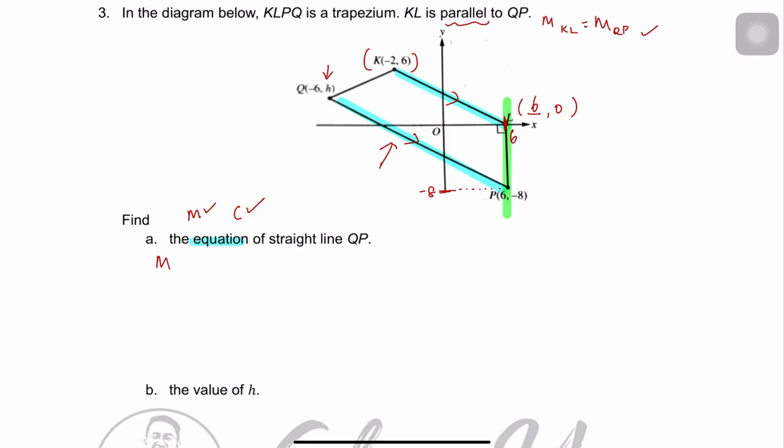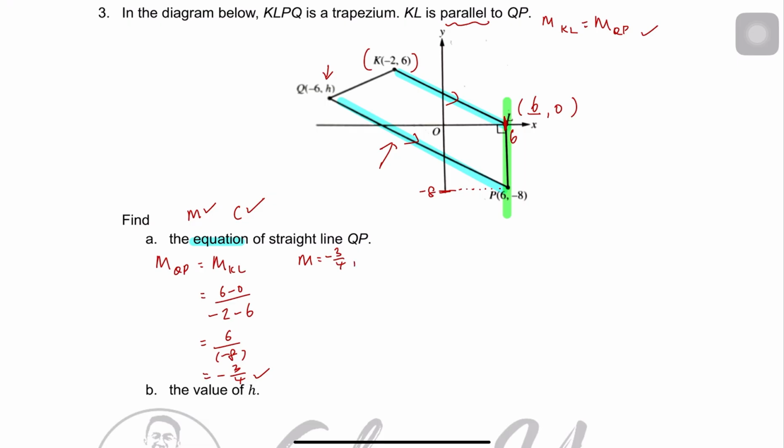Then from now you can actually start moving. Start your gradient equation. Gradient QP equals to gradient KL, because you are trying to link these two parallel lines together. And to get your line KL, you are just using your gradient y over x. So you are using 6 minus 0 over -2 minus 6, right? And you should get a 6 over -8. And again, in this case, you can perform some simplification. You should have -3 over 4 as your gradient, right?